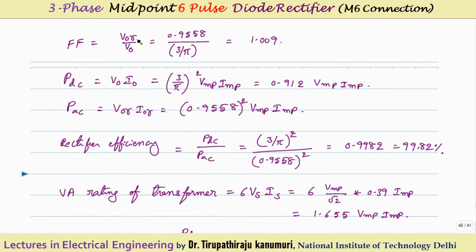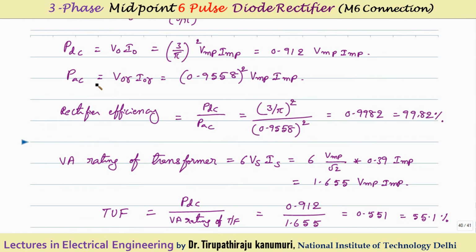Now coming to the form factor, it is the ratio of RMS value divided by average value. Ideally I want the RMS value to be equal to the average value, because I want pure DC at the output. The nearer it approaches 1, the better the performance of your rectifier. Generally it will be greater than 1, and it should approach near to 1. If you substitute the formula, you will get 1.009. You can see it has approached very near to 1. That is the advantage of the 6 pulse converter. Now coming to the output DC power, because ideally I want my output to be pure DC.